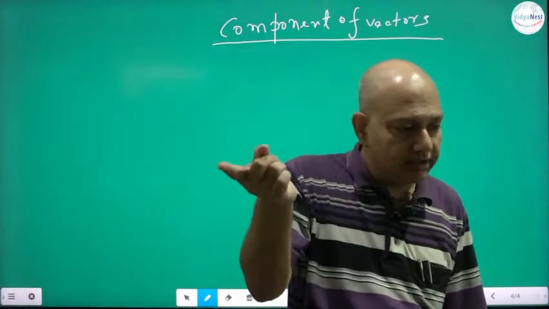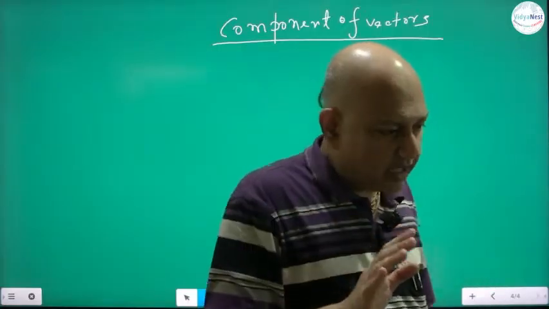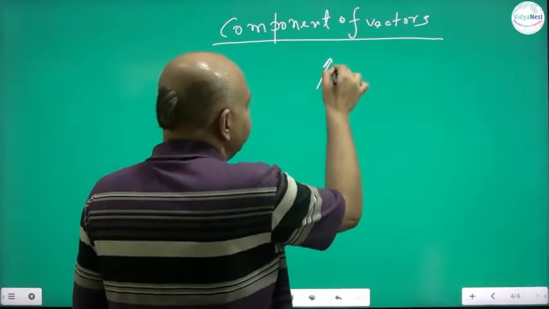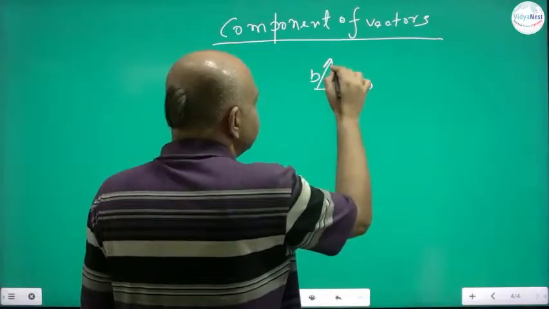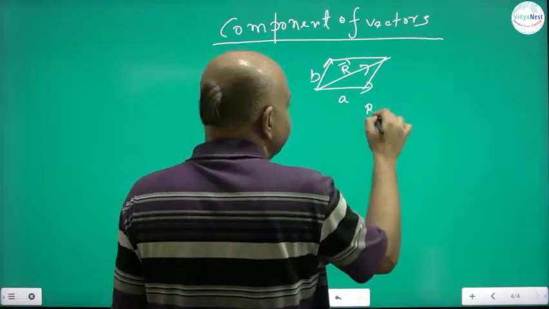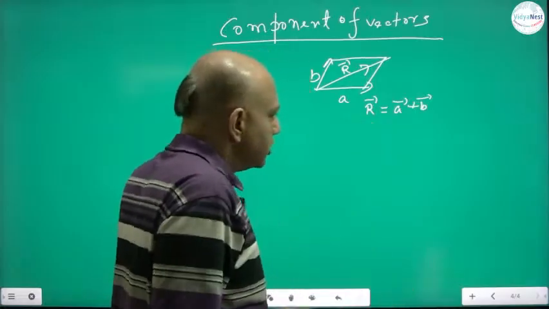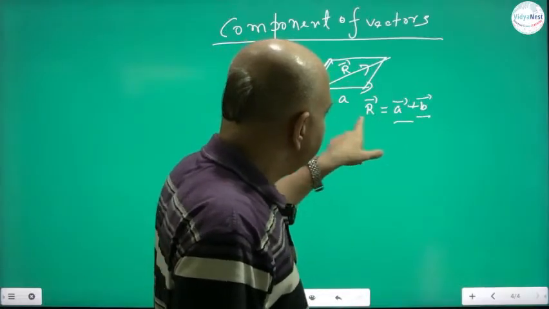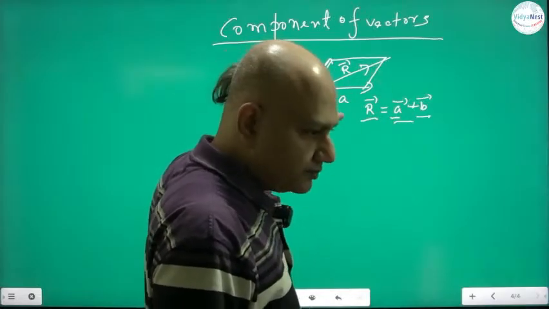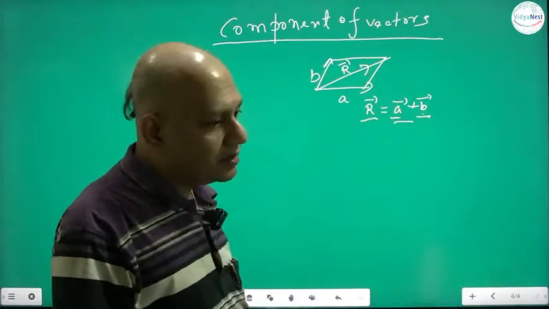8 plus 2 is equal to 10. I can tell 8 is a part of 10, but 2 is also a part of 10, right? Yes. Similarly, suppose I have a vector A and a vector B, and this is R. So I can tell R is equal to A plus B. Since A plus B is equal to R, I can tell A is a component of R. Similarly, B is a component of R.